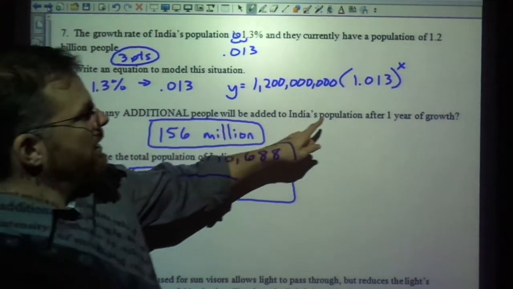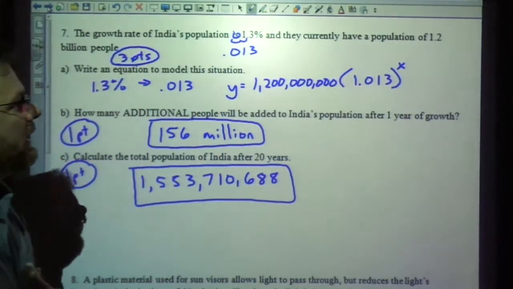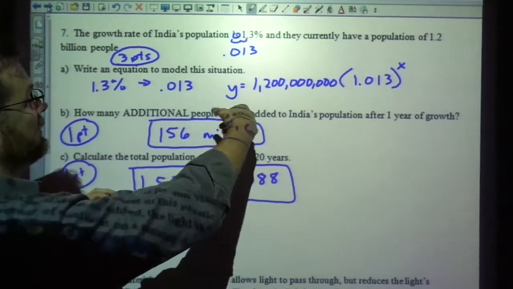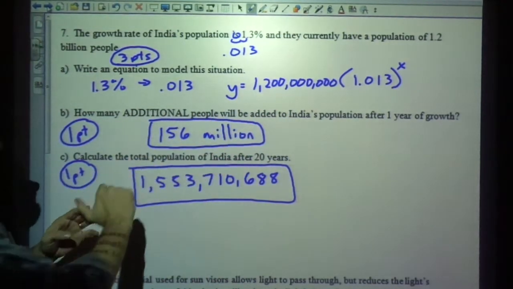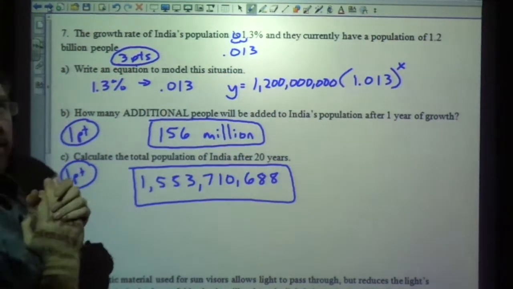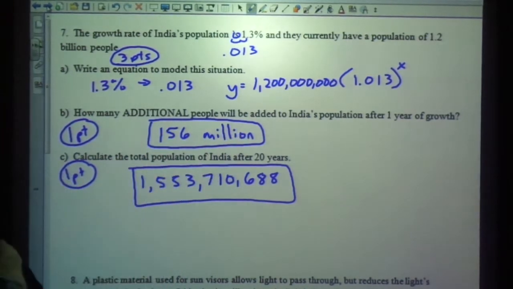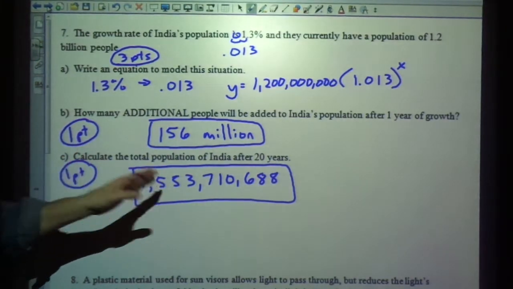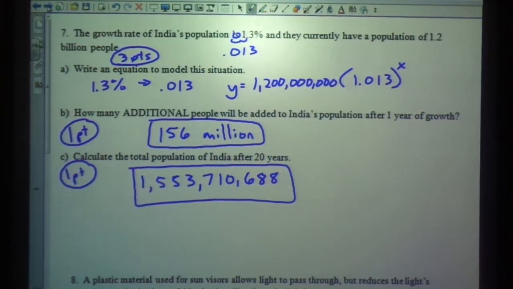When you plug in 1 up here, it'll give you a big number, 1,200,000,000 plus some extras. So I put in 1 here, I found that number, I subtracted it from the original amount of 1.2 billion, and I found it was an extra 156 million. So the total population after 20 years, we're just putting 20 in there and figuring out the whole thing. And after 20 years, it looks like it'll be 1.5 billion. 1,555,710,688. 3 points for the equation, 1 point for each of these.